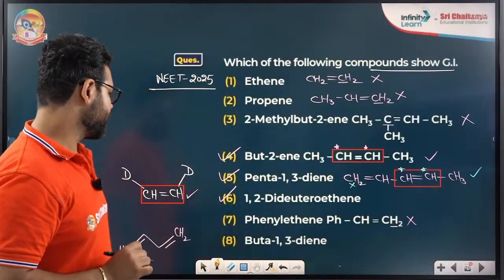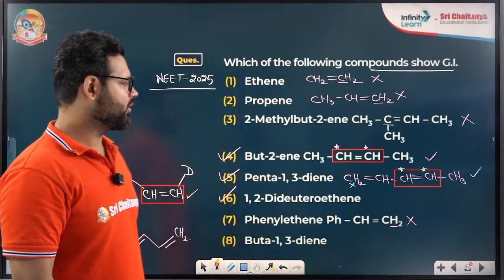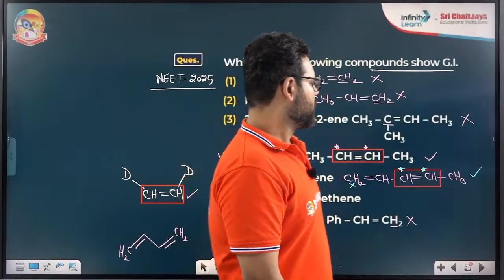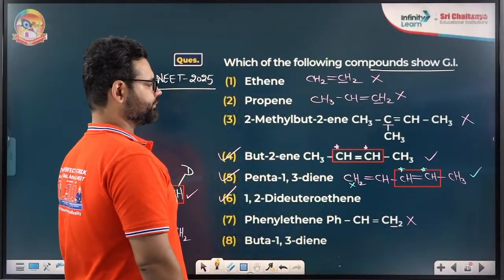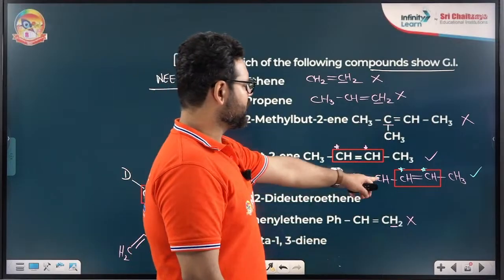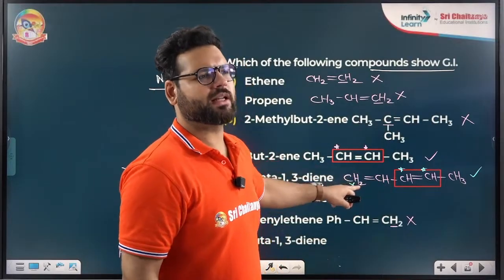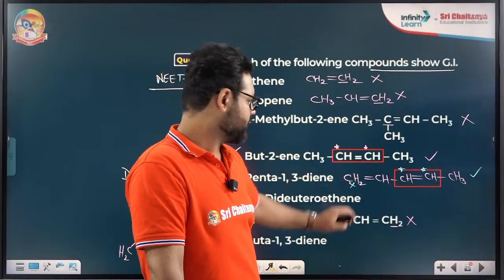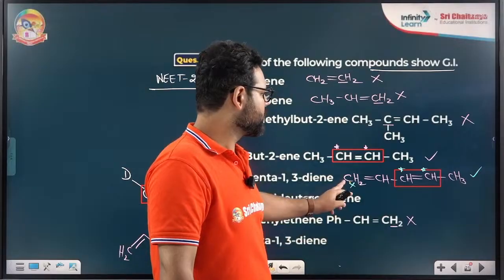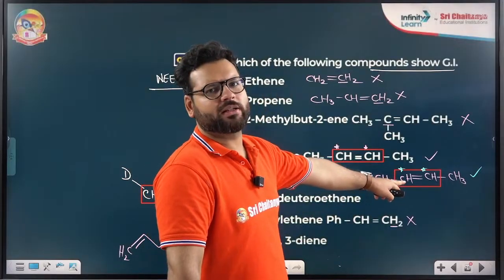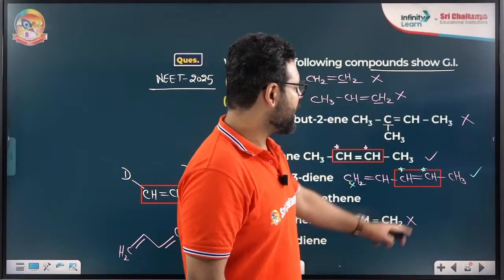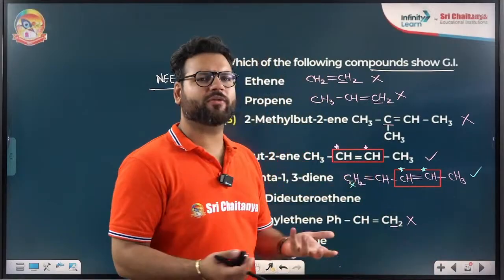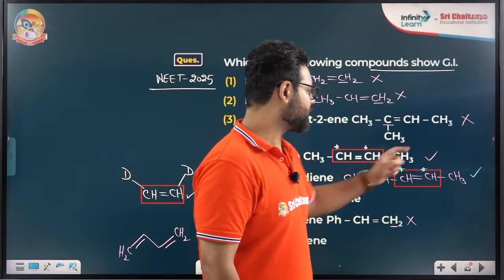Sir, please explain penta-1,3-diene again. This is penta-1,3-diene, 1, 2, 3, 4, 5. This double bond cannot become a stereocenter because on this side the carbon has two same groups. But this alkene has hydrogen and a methyl, different groups. This one also has a hydrogen and a vinyl, two different groups. So from here it can show cis-trans.